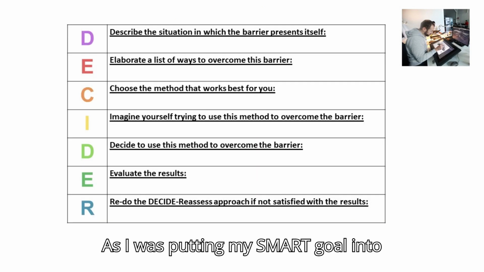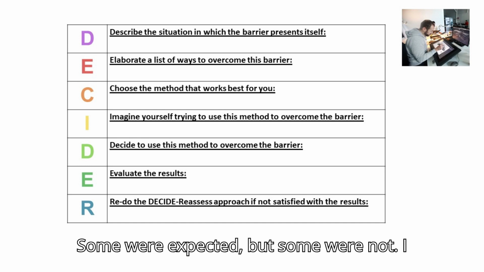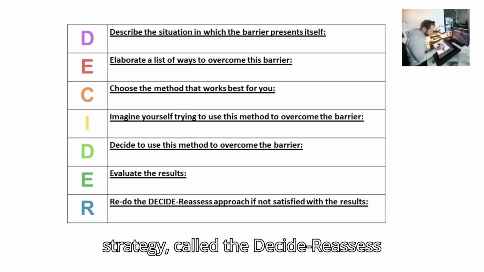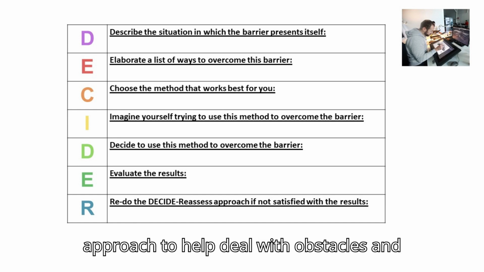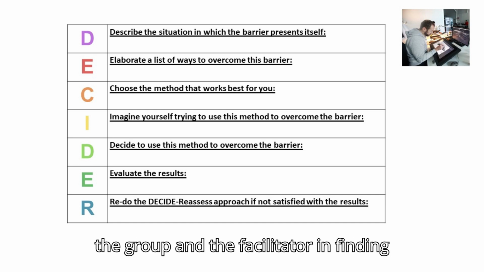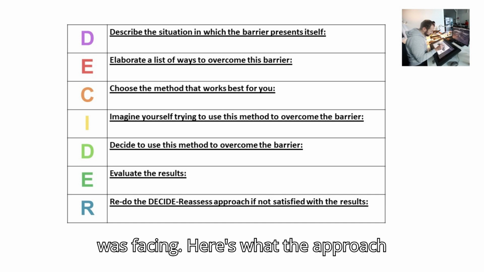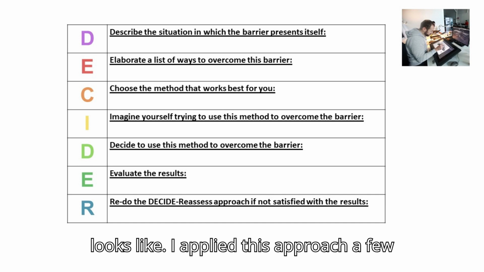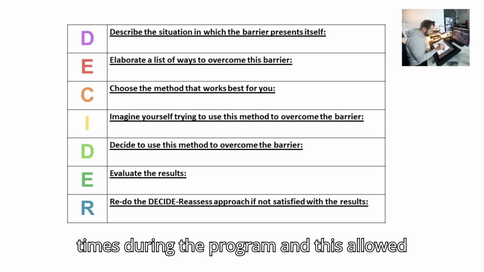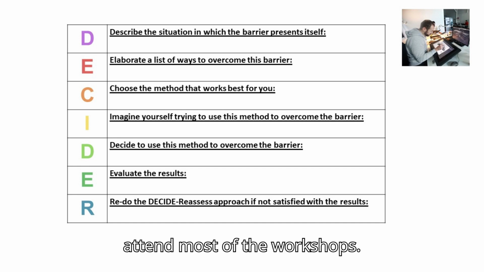As I was putting my SMART goal into action, I faced different challenges. Some were expected, but some were not. I learned a problem-solving strategy, the decide-reassess approach, to help deal with obstacles and barriers. I benefited from the help of the group and the facilitator in finding creative solutions to the problems that I was facing. Here's what the approach looks like. I applied this approach a few times during the program, and this allowed me to successfully stick to my goal and attend most of the workshops.